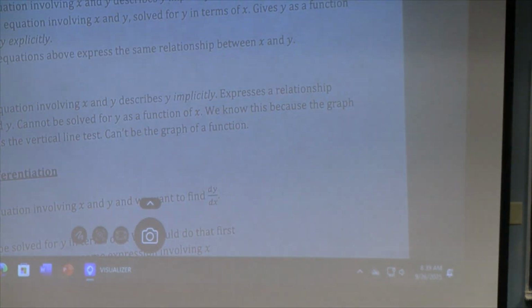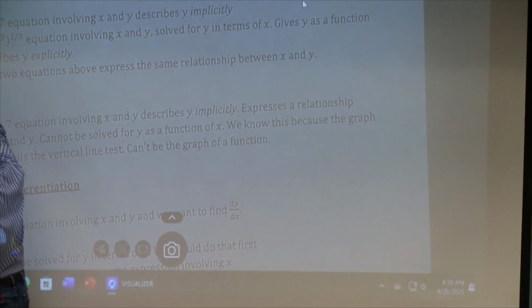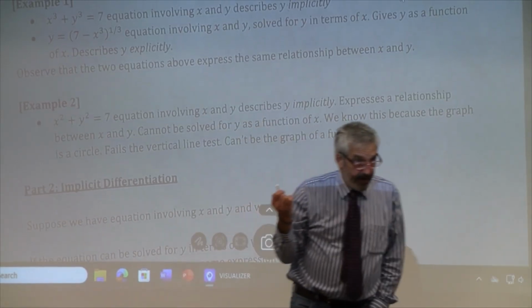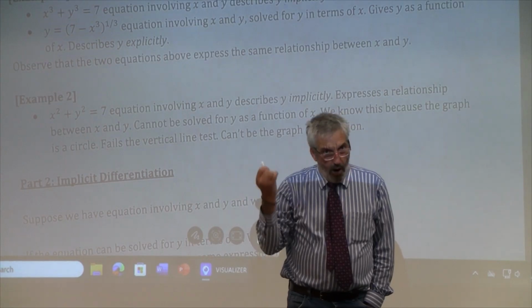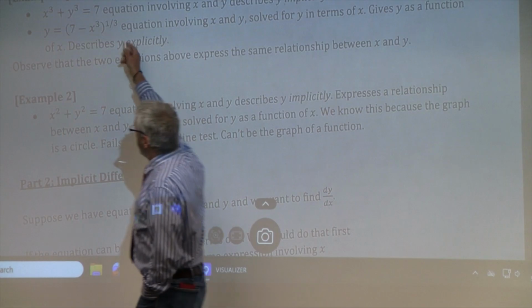On the next line, you can see that same equation has been solved for y in terms of x. So it's this exact same relationship between x and y, but it's now been presented as a function. Y equals all this junk involving x. So if you know the value of x, you just plug it in and you get y.